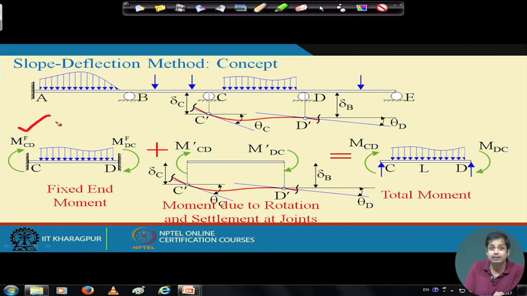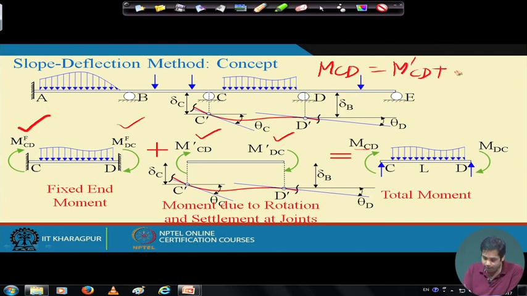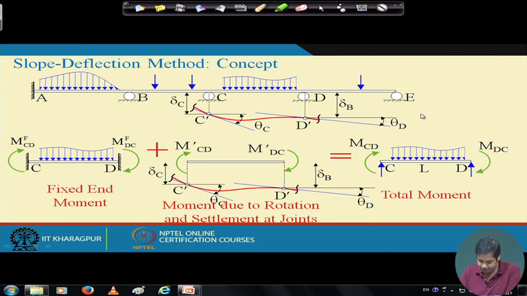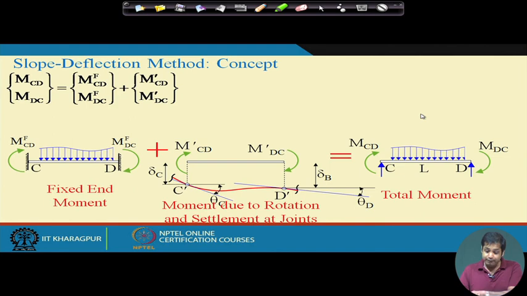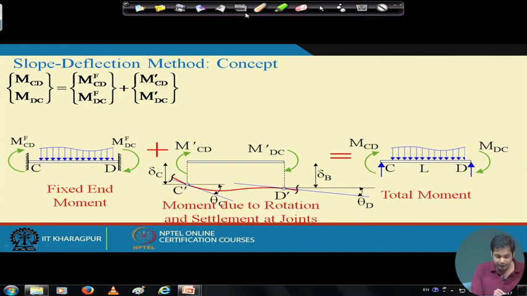seen how to determine the fixed end moments, and just now we have seen how to determine this. So we have this with us and we have this with us. Then this plus this is equal to this. MCD will be M dash CD plus the fixed end moment CD, and similarly MDC will be this plus this, right. So if we write that again in matrix form, MCD will be this plus this, and MDC will be this plus this. Okay.